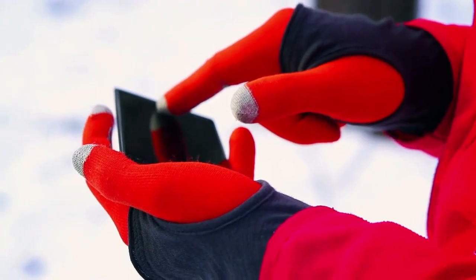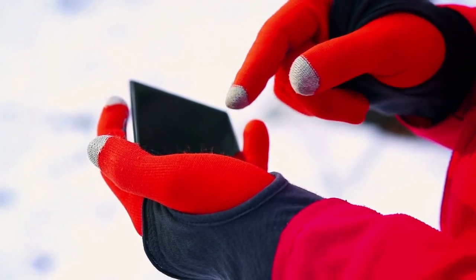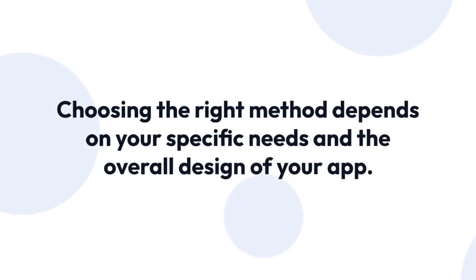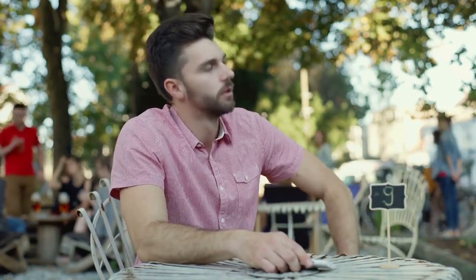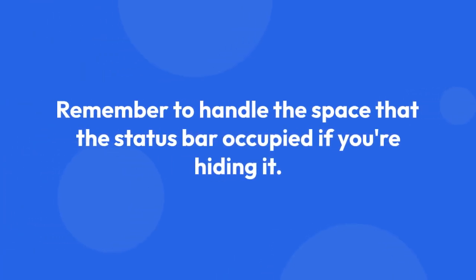Remember to always test your changes thoroughly on various iOS devices and versions to ensure consistent behavior. Choosing the right method depends on your specific needs and the overall design of your app. If you are still facing issues, double-check your code and the settings in your Info.plist file. And remember to handle the space that the status bar occupied if you're hiding it.